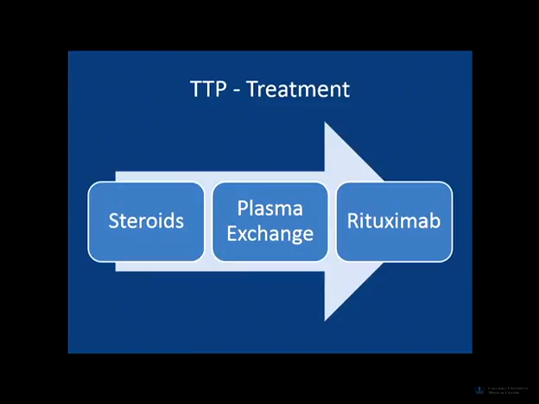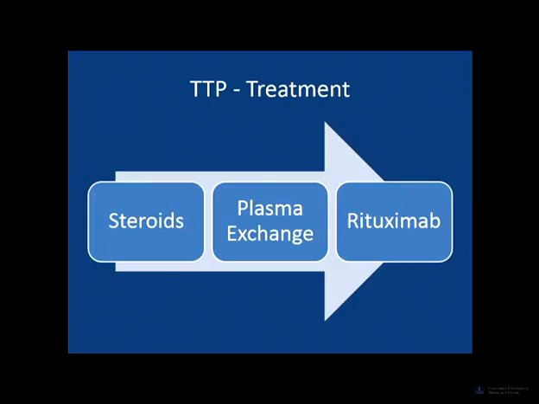How do we treat this? The first thing we do is give steroids, because steroids help get rid of bad antibodies. We do plasma exchange. Plasma exchange is when you take the liquid part of the patient's blood and remove it from the body. This is done with a machine, not with a medical student, and the machine removes the patient's plasma, and then you give donor plasma back.